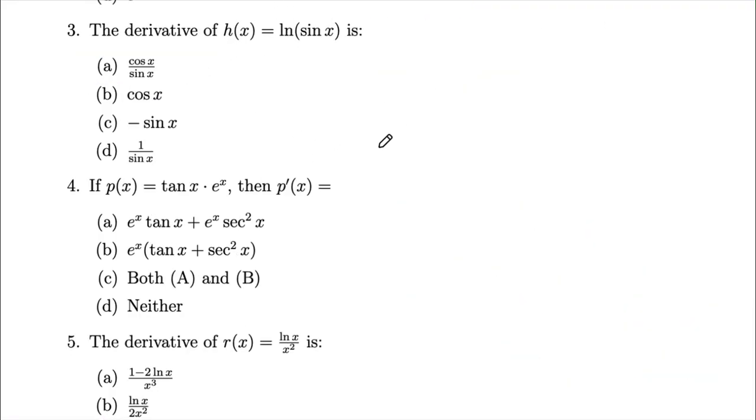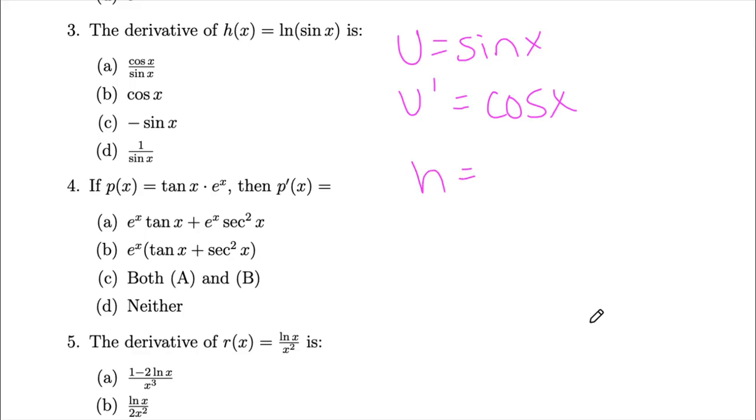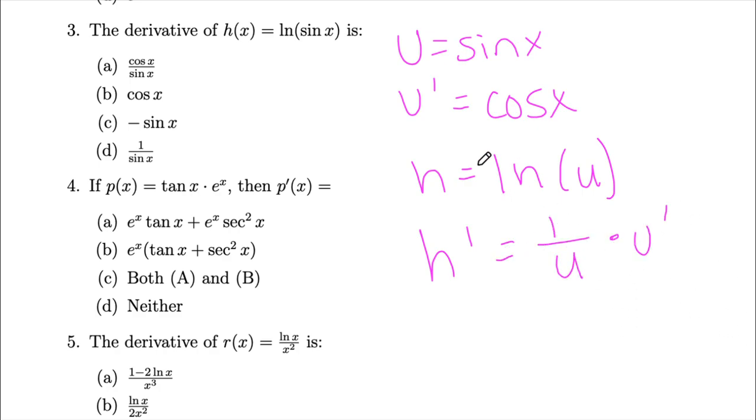Okay, in this problem, we have another chain rule problem. So once again, I'm going to start by designating u. So u is sine x, and then u prime, the derivative of sine, is just cosine of x. Now I'm going to rewrite h in terms of u, so it's going to be ln of u. And then I'm going to go ahead and take the derivative of h, so I'm going to get h prime, which is equal to 1 over u times u prime. So again, remember that the derivative of the natural log is just 1 over u.